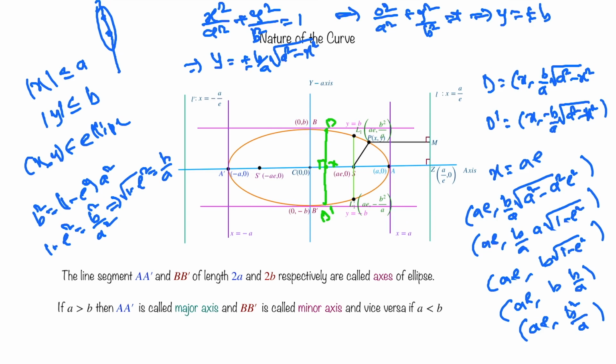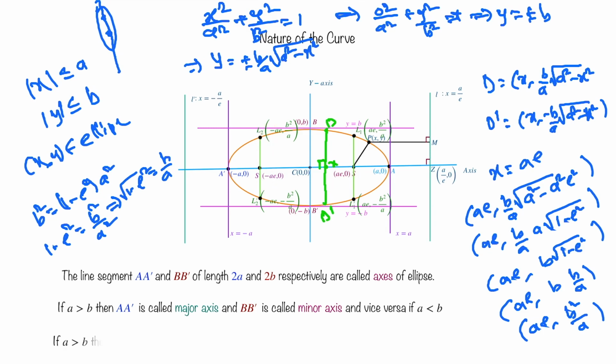Similarly, there is another latus rectum through the other focus. Through S dash also we have another latus rectum whose endpoints are simply minus ae comma b square by a, and minus ae comma minus b square by a. The length of this latus rectum is going to be 2b square by a, because this length is b square by a, this length is also b square by a, so total 2b square by a. Same here.